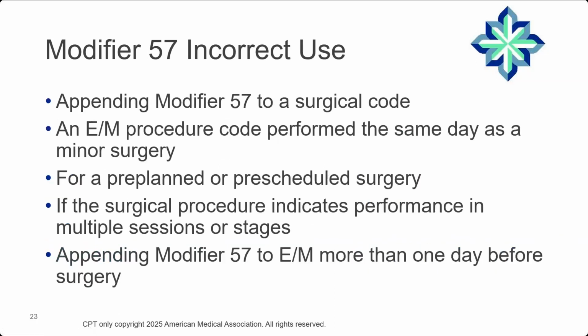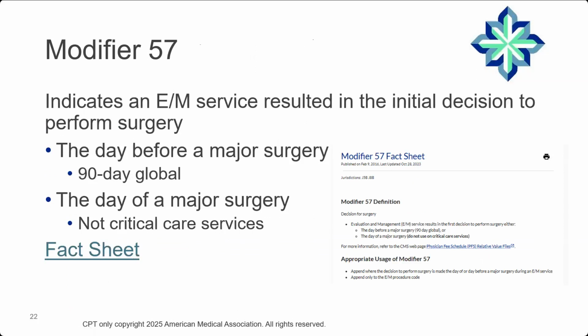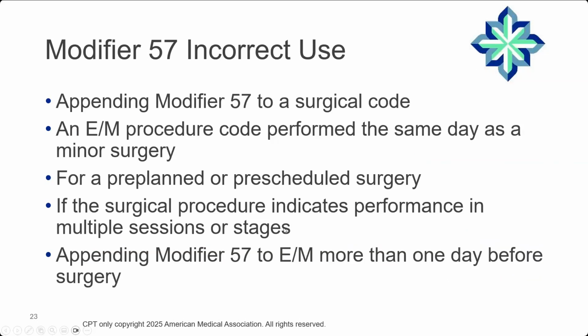Next is modifier 57, and this indicates an E&M service resulted in an initial decision to perform the surgery. This is the day before a major surgery, so a 57 is appended. The day of a major surgery, it's not a critical care service, but it is the day of a major surgery, okay? Things to know about modifier 57.